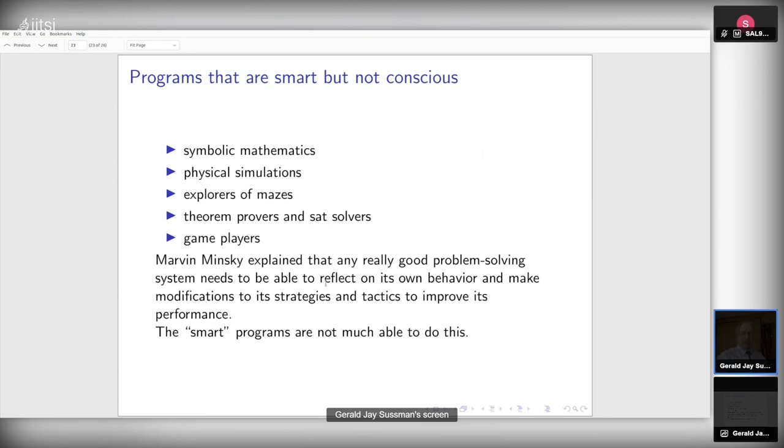Any really good problem-solving system needs to reflect on its own behavior and make modifications to its strategies and tactics to improve performance. The smart programs are not very good at that right now. So that's a real problem too.